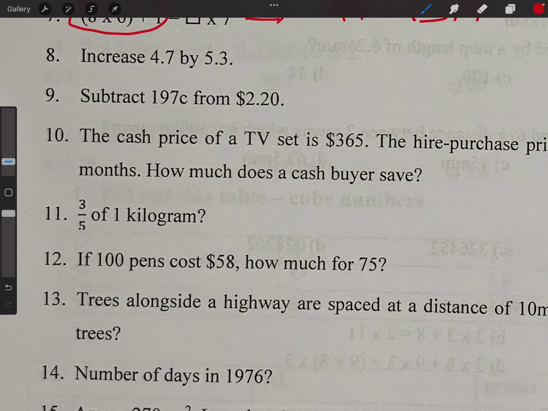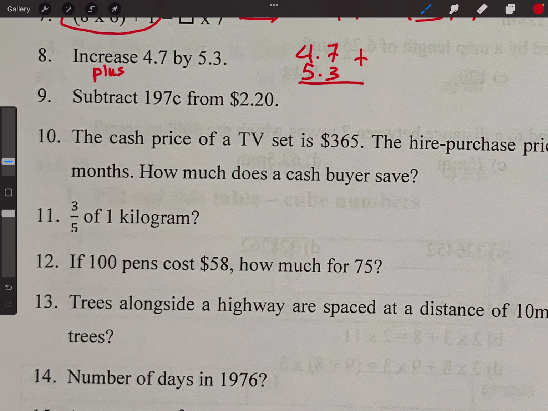Question 8. Increase. Increase means plus. So 4.7 plus 5.3. You can work that one out by yourself.